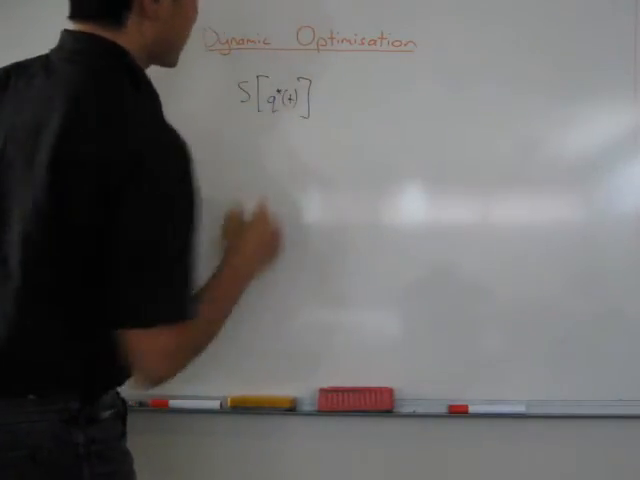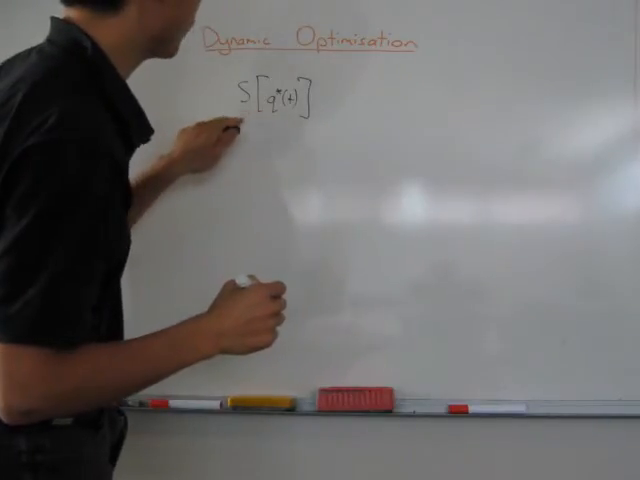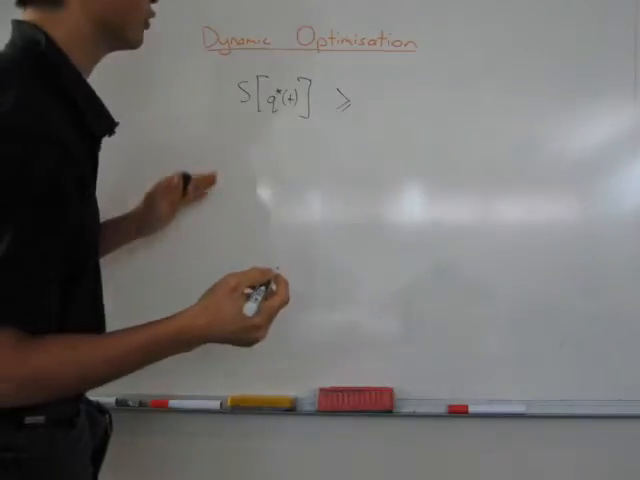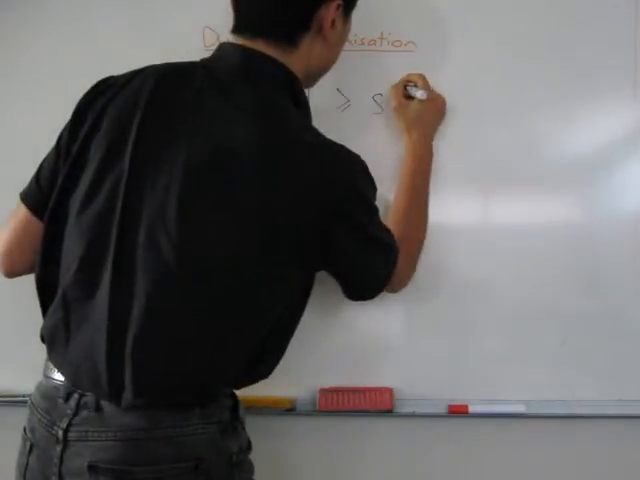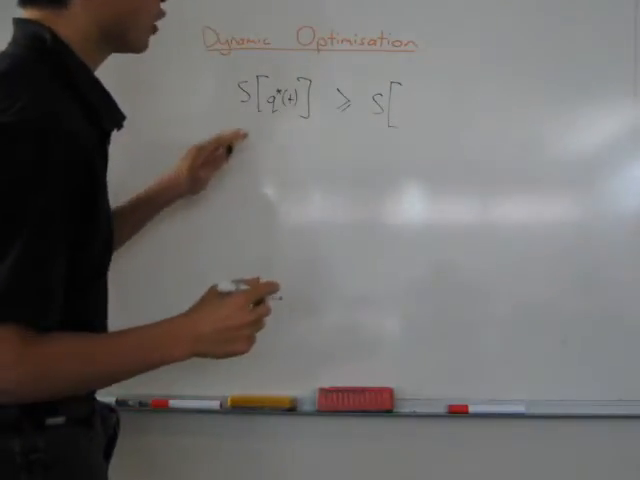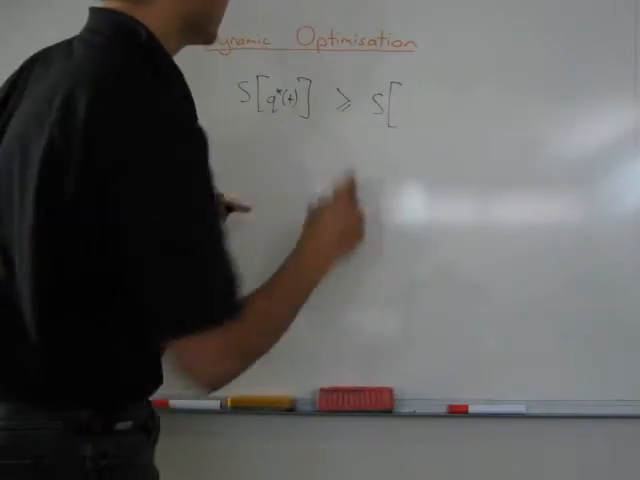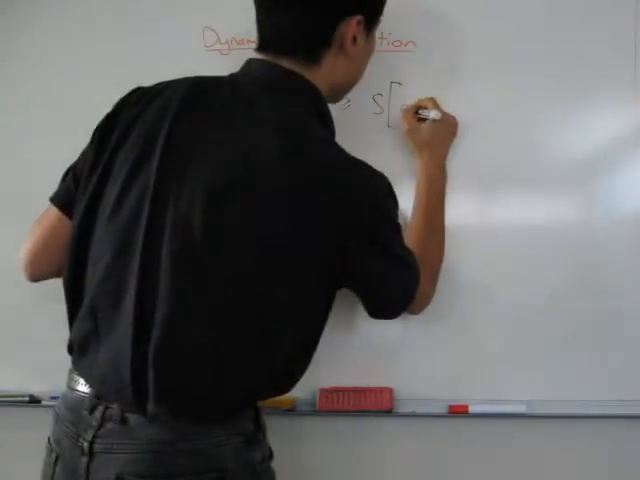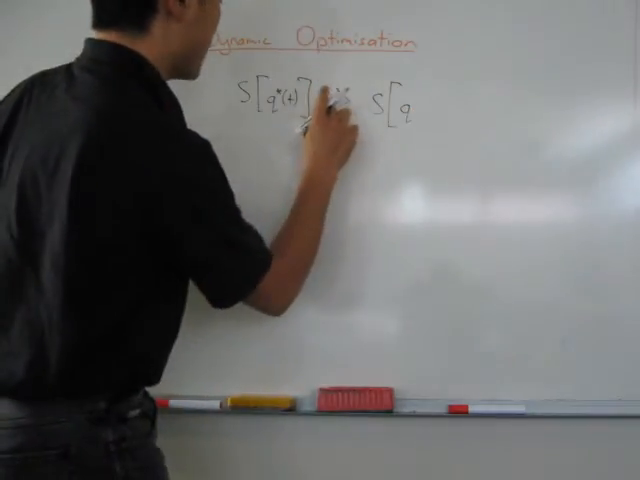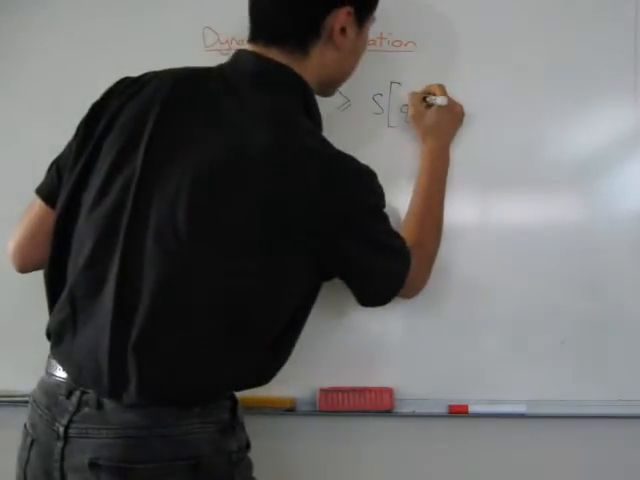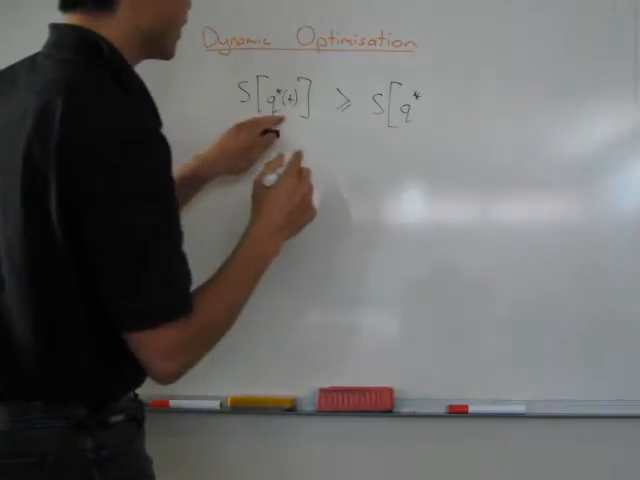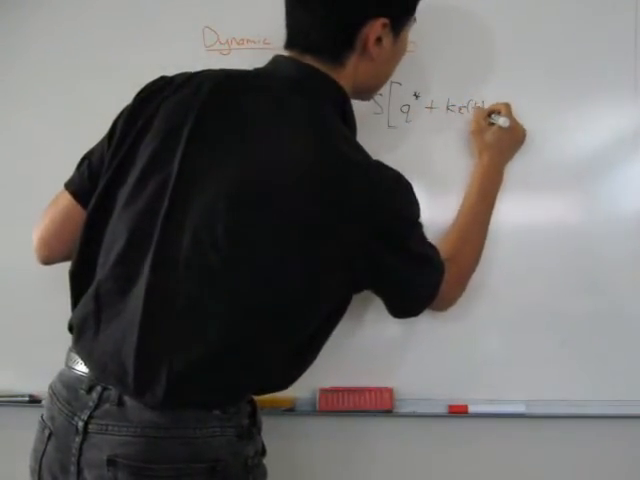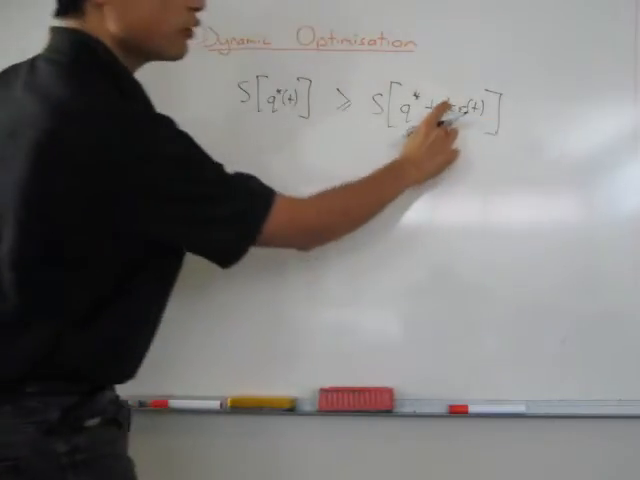It must therefore be the case that the action you get from q star is greater than or equal to the action you can get from any other function. Or if we were trying to minimize S, then this inequality would be reversed. But let's just go with maximizing for the time being. So we could compare this against this other function, where we've picked a real number, k.